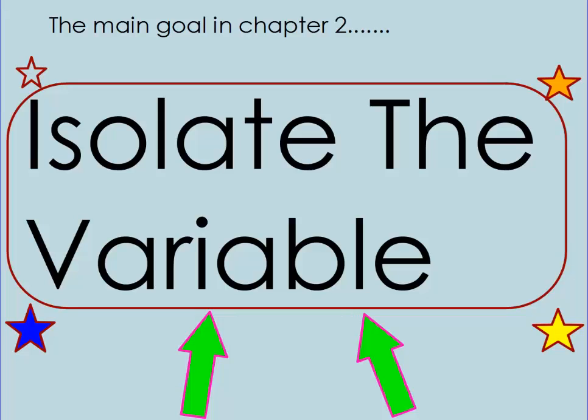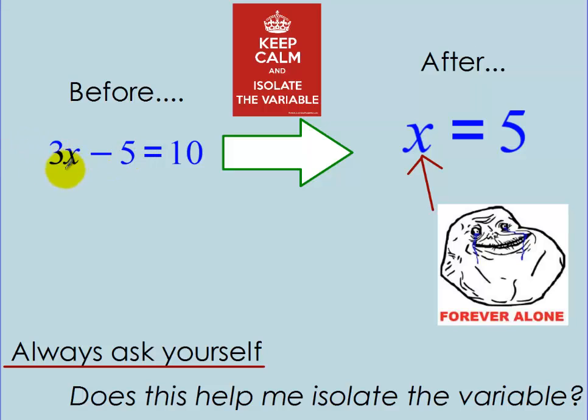Let's begin. The main goal of chapter 2 is to learn how to isolate the variable. Say that out loud. Isolate the variable. Say it again. You have to know this and you have to repeat this. This is the key part to this. So, what do I mean by isolate?